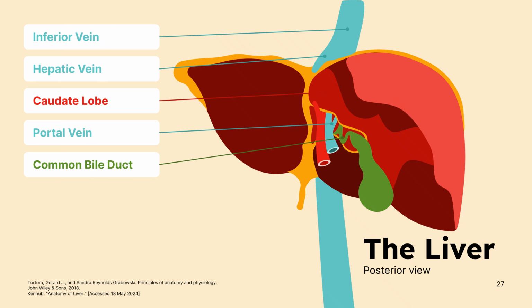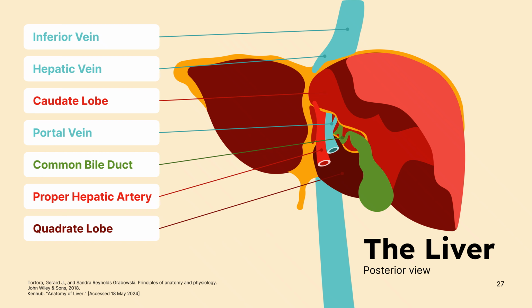Additionally, the common bile duct, which delivers bile from the liver and gallbladder to the duodenum. Supplying oxygenated blood to the liver is the function of the proper hepatic artery. Finally, the quadrate lobe, located on the liver's inferior surface adjacent to the gallbladder.